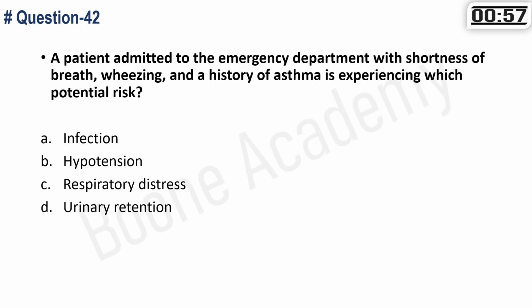Question 42. A patient admitted to the emergency department with shortness of breath, wheezing, and a history of asthma is experiencing which potential risk? A. Infection. B. Hypotension. C. Respiratory distress. D. Urinary retention. You have 1 minute to answer your question.